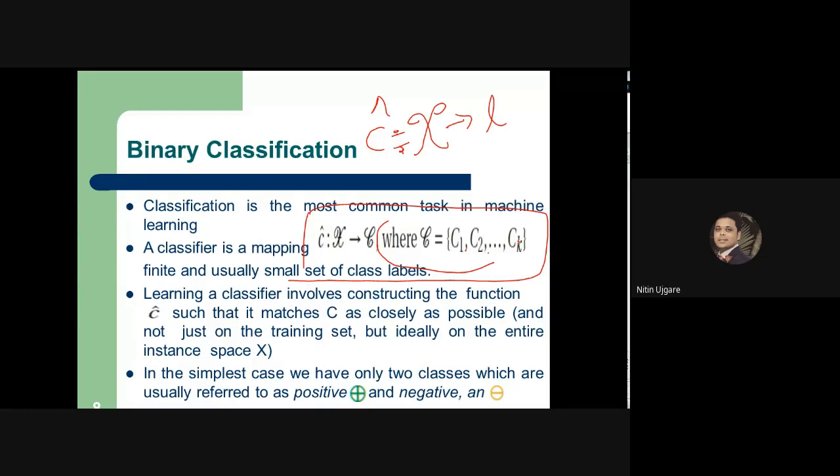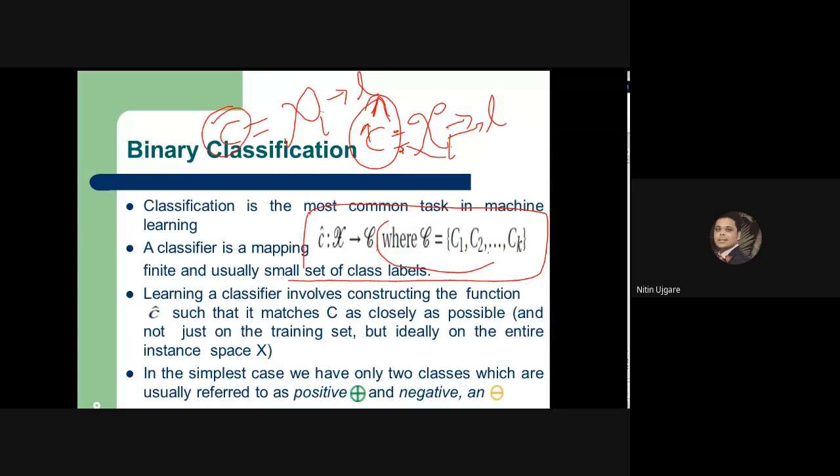Now C is what? C is the actual class of the label xi. So C represents the actual class of xi, whereas C cap of xi represents the prediction of my classifier for the ith instance and its label. So what is the label of the ith instance predicted by my machine learning model, or by the classifier? Whereas C is what?